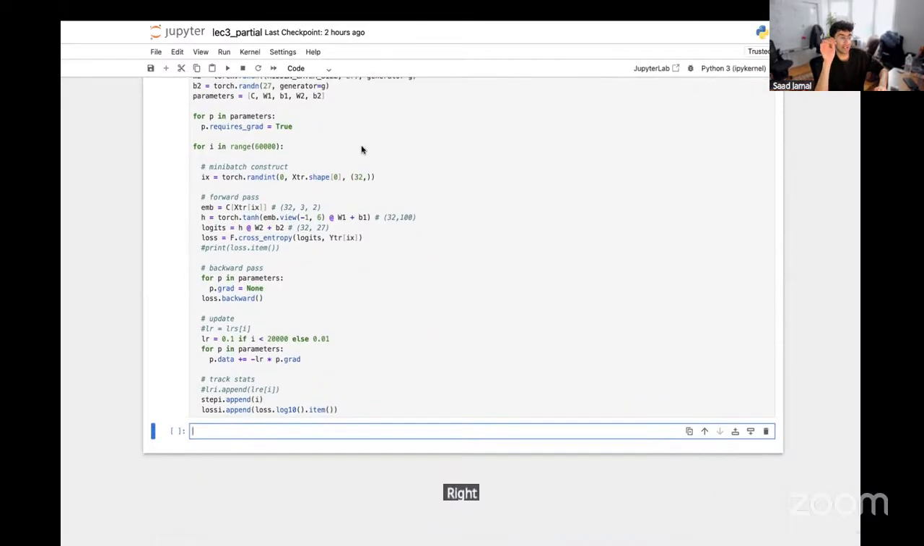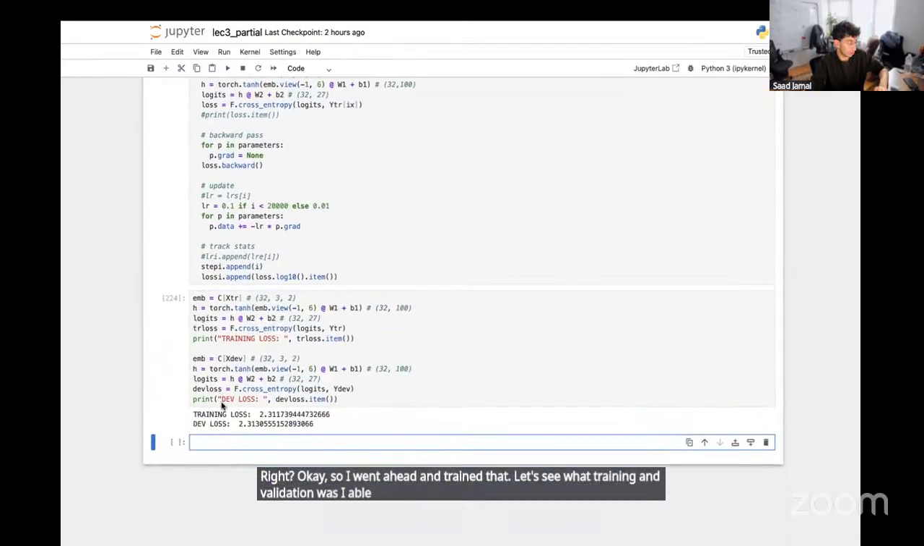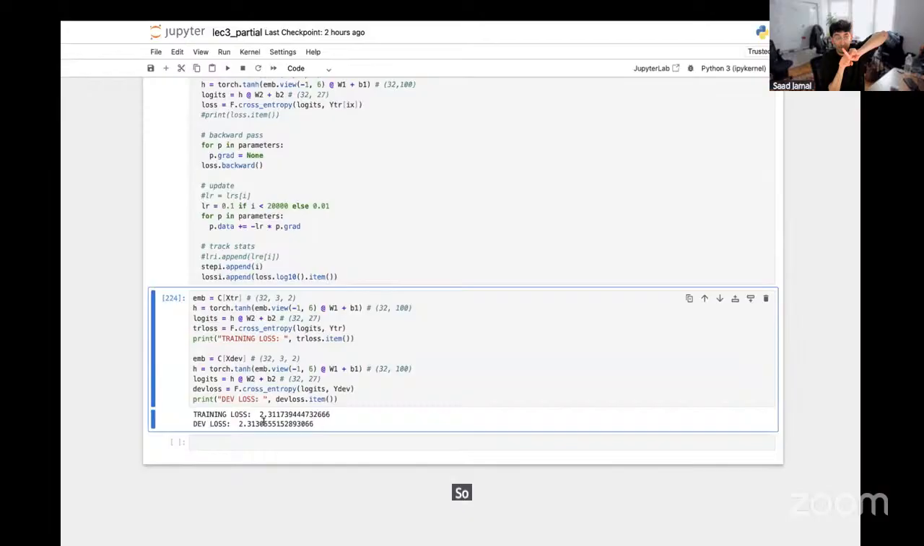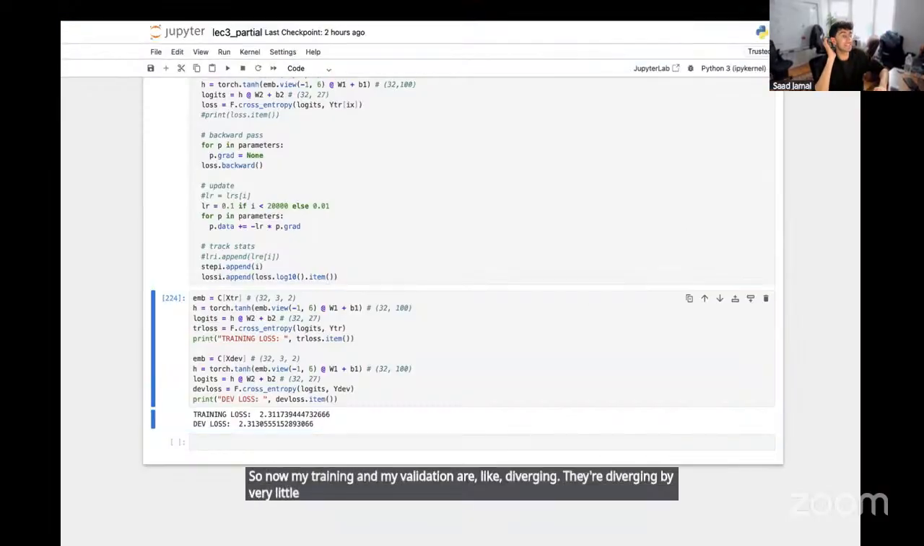Okay, so I went ahead and trained that. Let's see what training and validation loss I was able to achieve now. 2.3. Wow, so I was on 2.4 before. You can see one is 2.311, the other is 2.313. So now my training and my validation are diverging, but by very little, which means I can still increase the size of my model. So now let's do that.